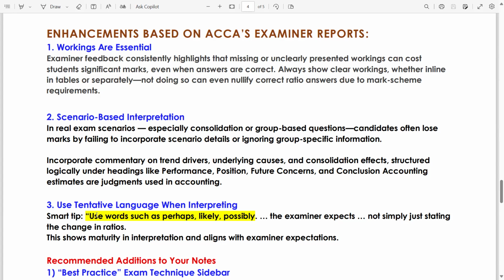Scenario based interpretation in real exam scenarios, especially consolidation or group based questions. Candidates often lose marks by failing to incorporate scenario details or ignoring group specific information. Incorporate commentary on trend drivers, underlying causes, and consolidation effects. Structure it logically under headings like performance, position, future concerns, and conclusion.